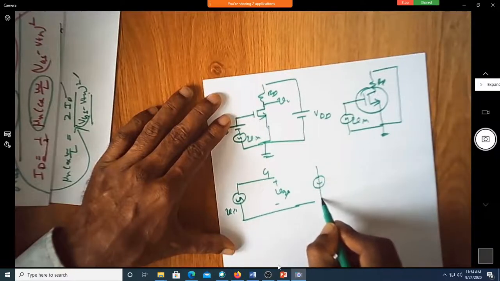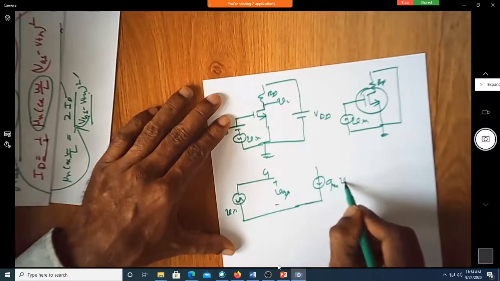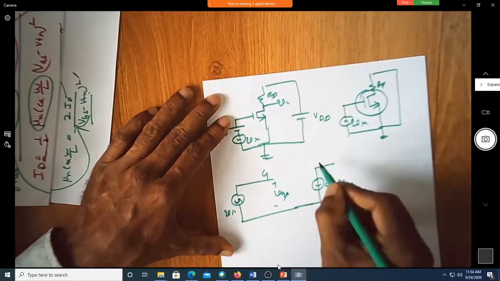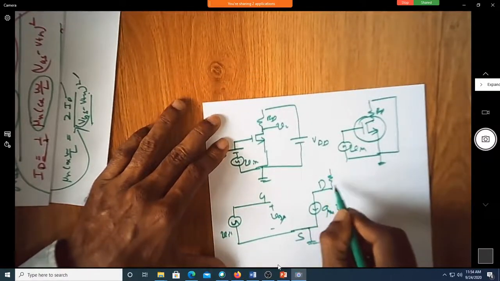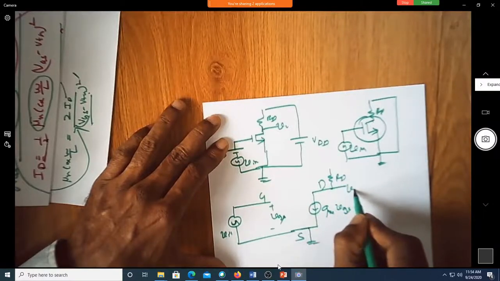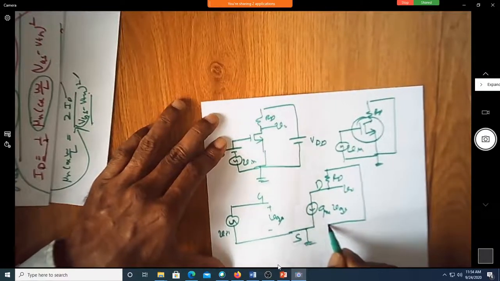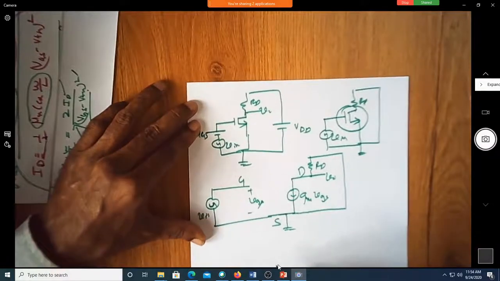Can I write this as gm into VGS? This is drain. This is source, which is grounded here. There is an RD. There is a V naught written here. Am I correct? Yes, sir.